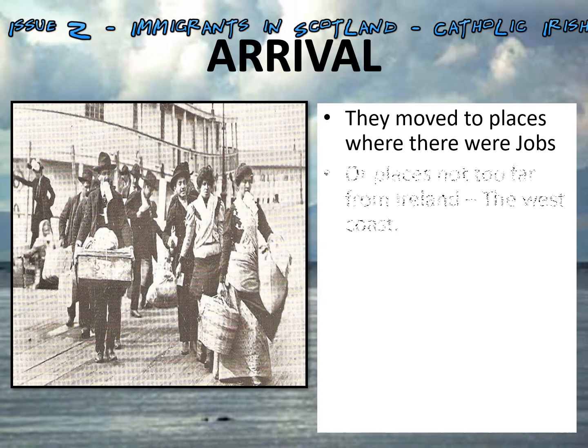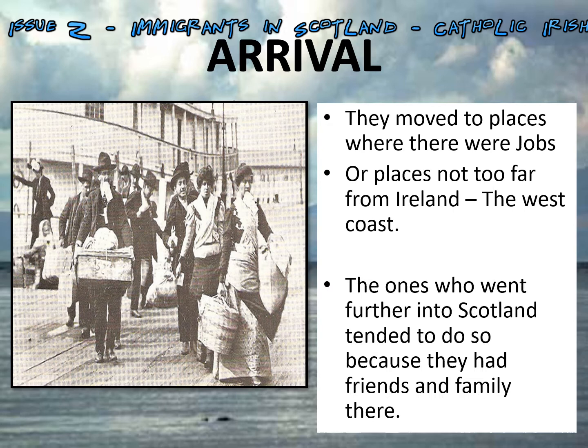So obviously when they first come to Scotland in general, they're going to move to places where there are jobs available, or places that are not too far from Ireland. Now this normally means the west coast, which is what we saw in the map at the start of the PowerPoint. The ones that go further into Scotland tend to do so because they have friends or family living there who encourage them to come and stay with them, or they know that they'll get a job because their friends and family have told them that they will. So those are the key points about the arrival point.